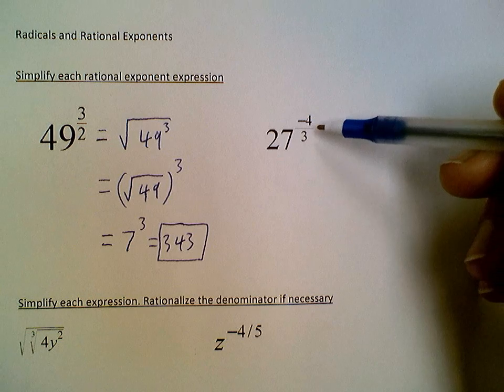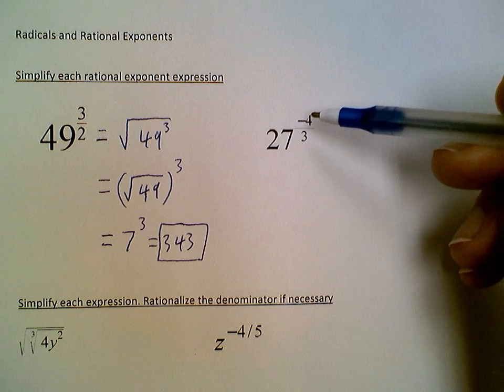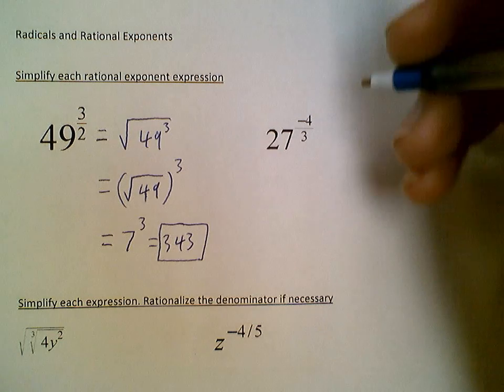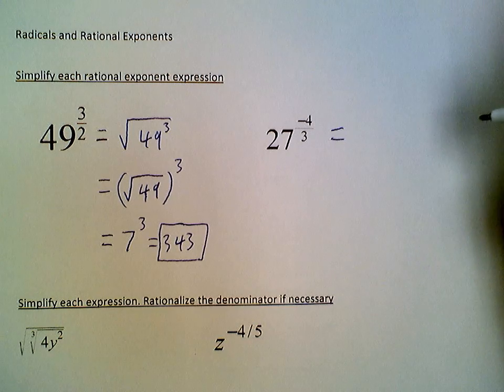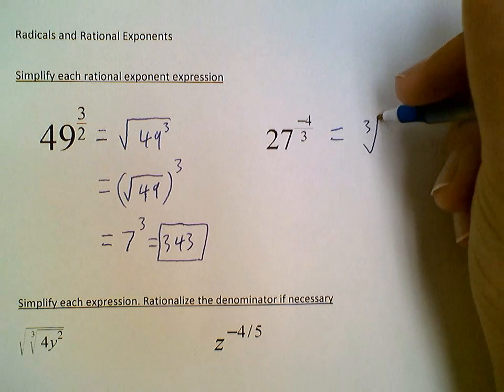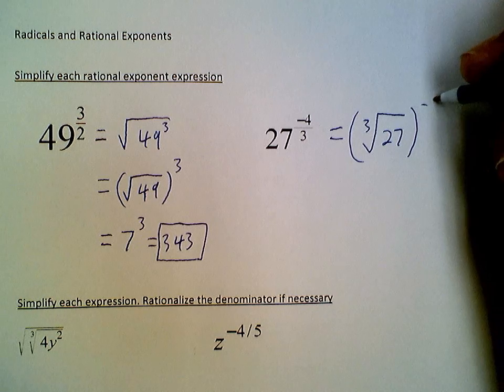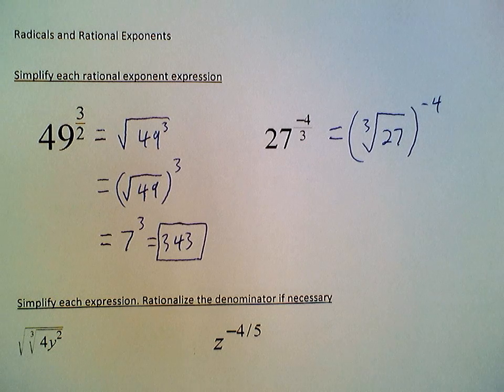So same thing over here. I got 27 to the negative 4/3 power. Same idea. I'll throw one more wrinkle at you because I got a negative, but it's going to be the same kind of idea. So I'm going to think of this as being the cube root of 27 to the negative 4th power if I write it in radical form.